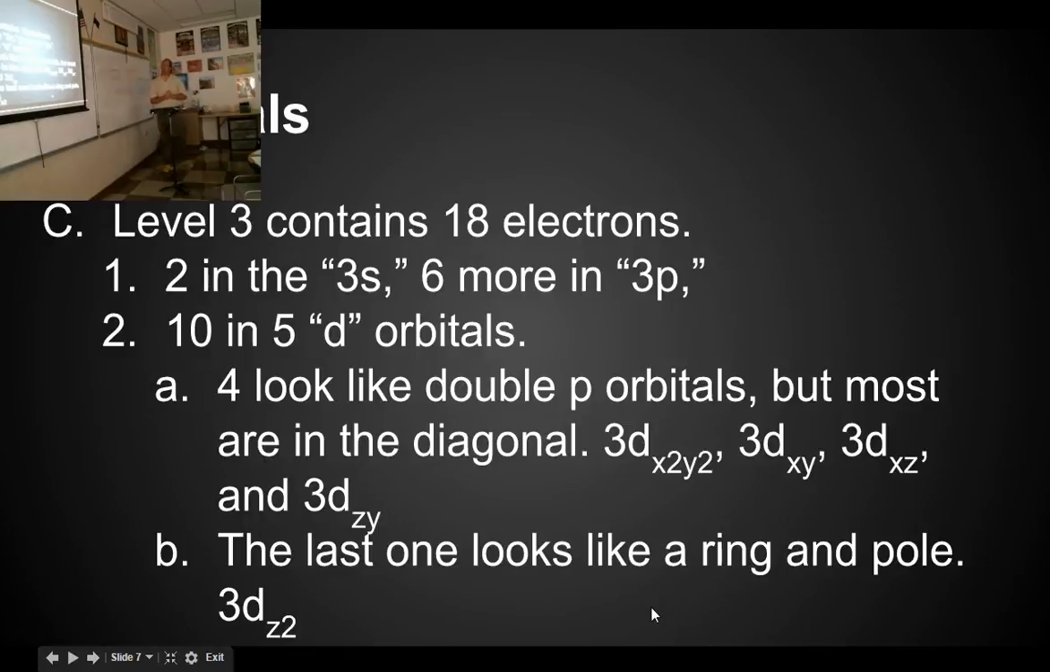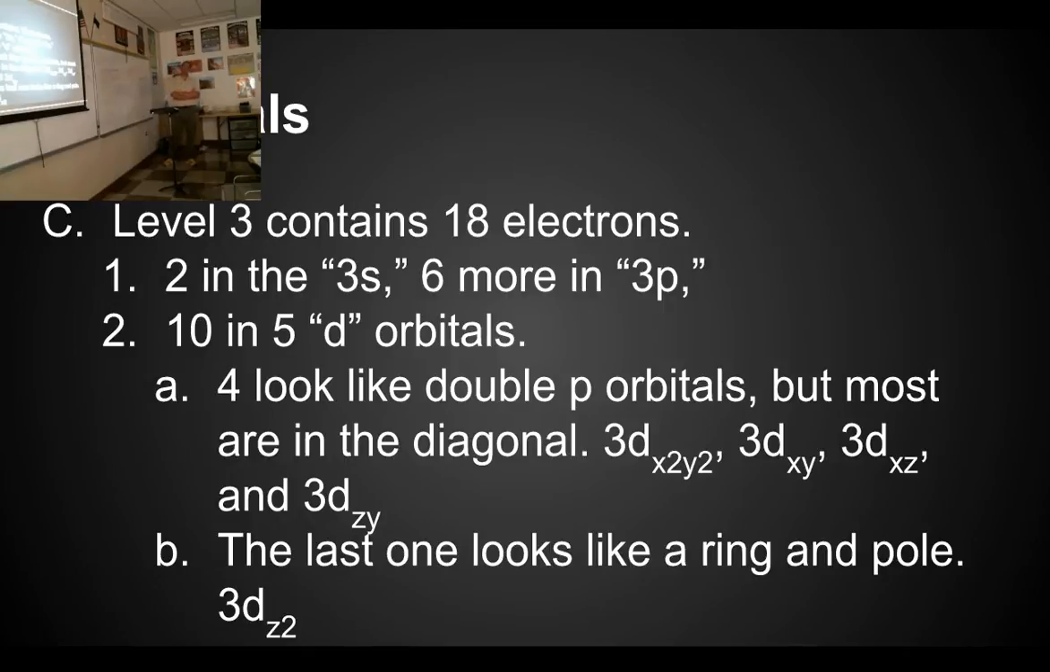Now we step into electron level 3. We get into 18 more electrons. There are 2 in the 1s, 2 in the 2s, 6 in the 2p's. Now we're in the third energy level. There are 2 electrons in 3s, because it's a sphere, just like 1s and 2s. And there are 6 more in 3p orbitals. So it's just like 2 until you get to the next group of electrons.